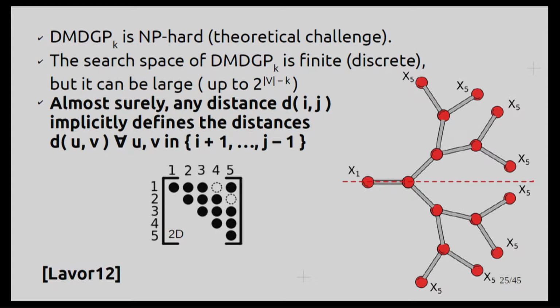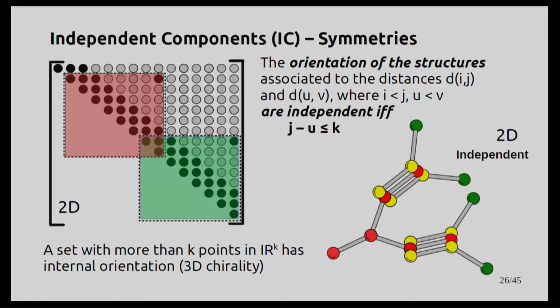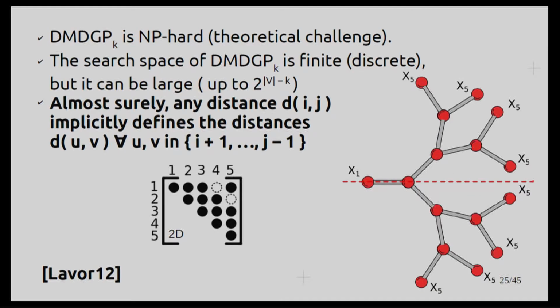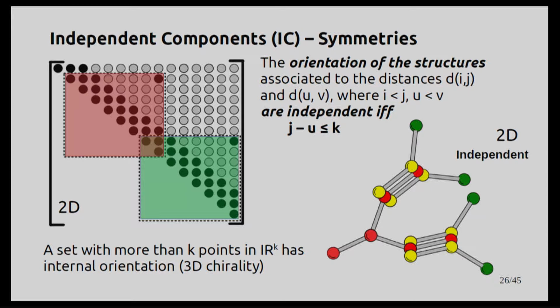So if I have one more distance, it defines not just the solution, but the entire component from 1 to 5. These 2 distances will be a function of this distance. So this is important because now we can somehow define independent components. In the case of Branch-and-Prune, in the literature, it's called symmetries.